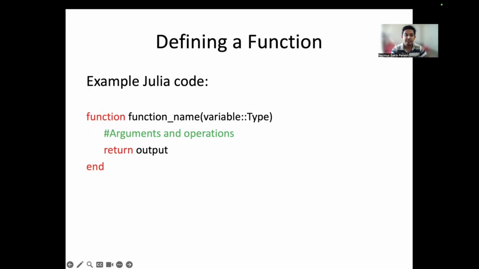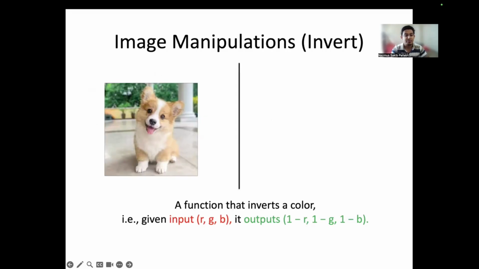Moving forward, another essential tool to manipulate images is function definition. In Julia, we can write functions serving some particular arguments. So this is an example of function structure. Now that we are familiar with all the tools, we can move on to the image manipulation part.